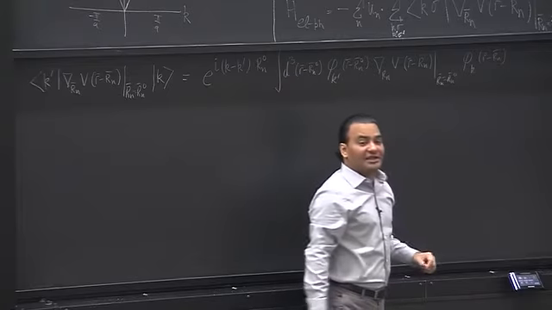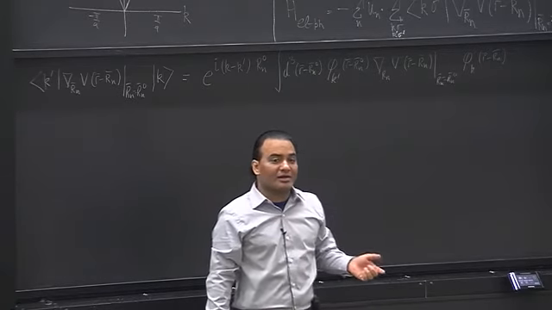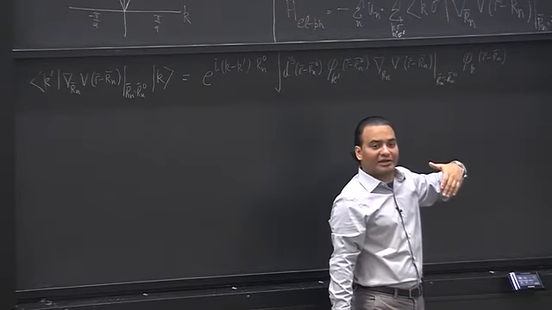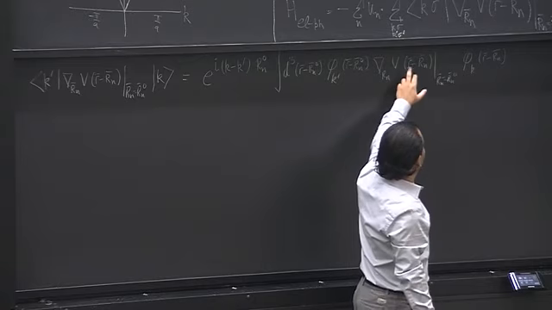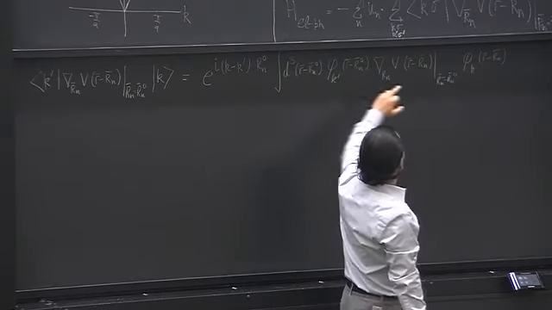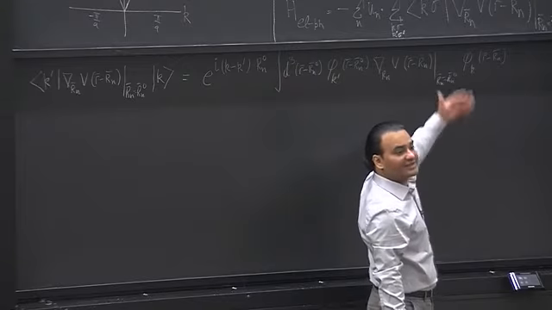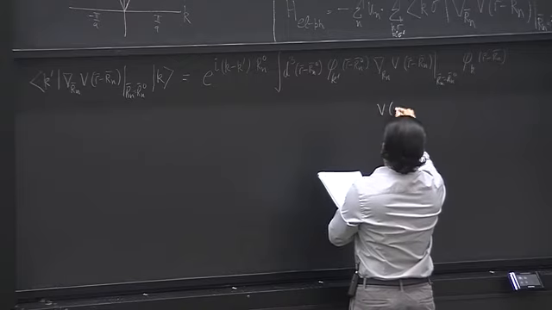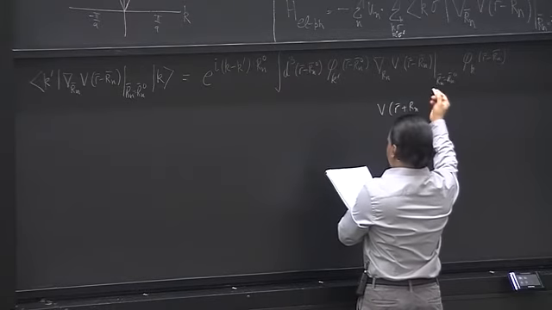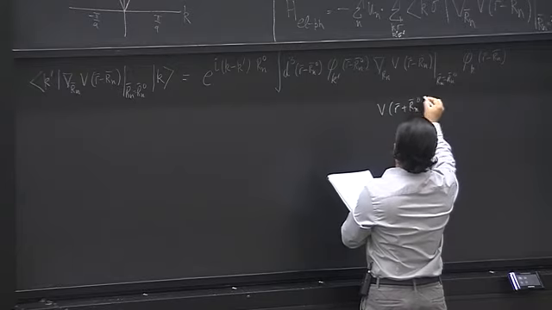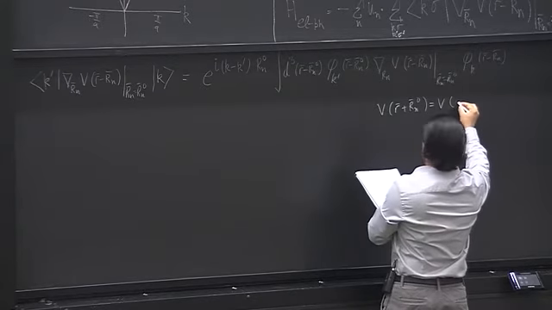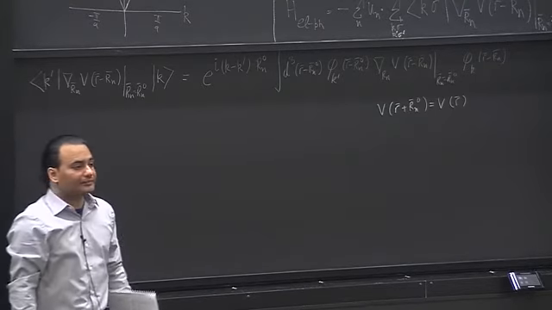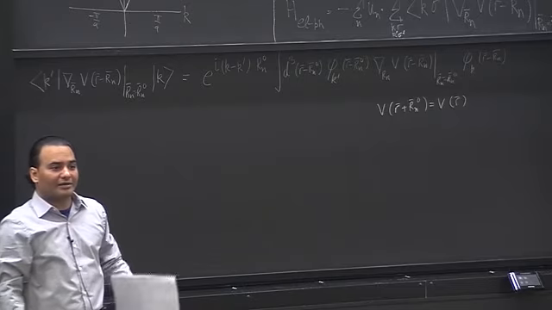This term, the potential, is periodic. So V of r minus R n, if you add or subtract a lattice vector, it's periodic, so this is the same as V of r minus R n. I've used that V of r plus a lattice vector or r minus a lattice vector is the same as V of r. Any questions?